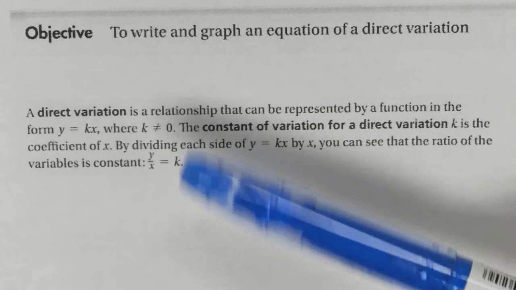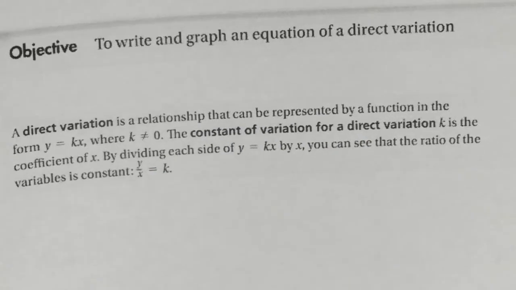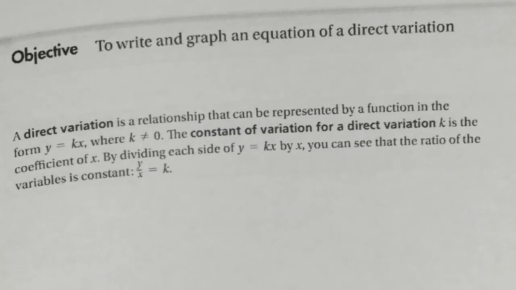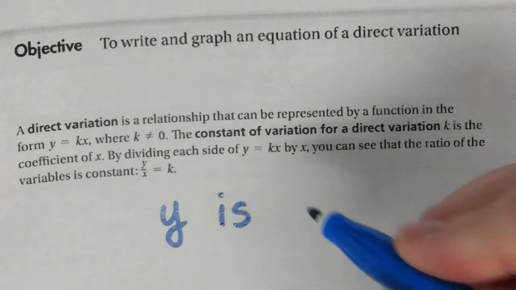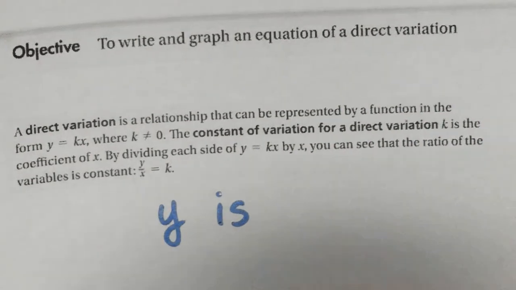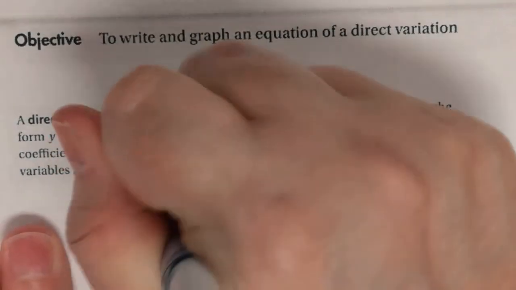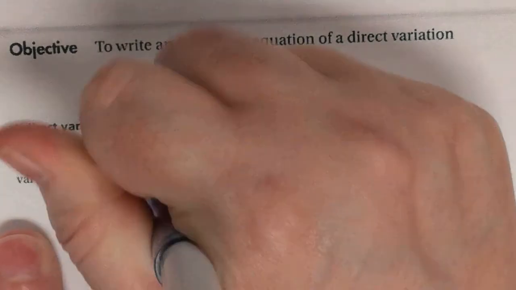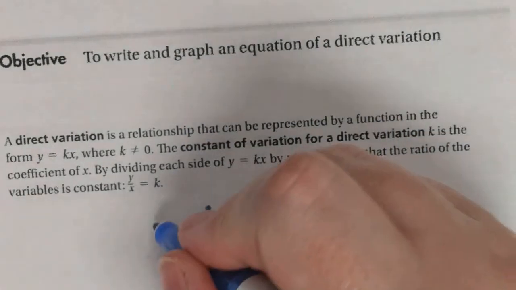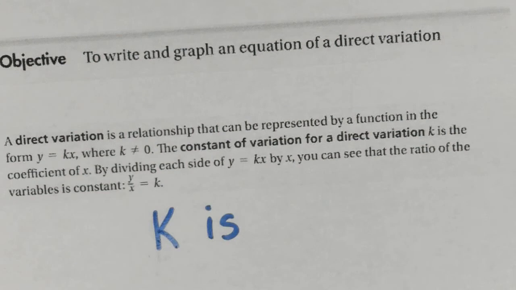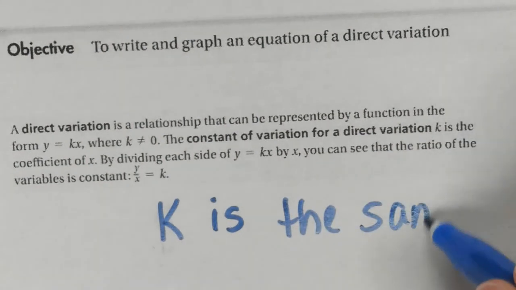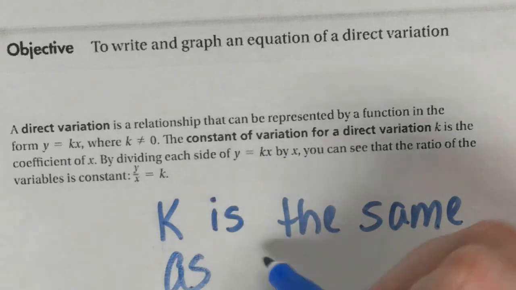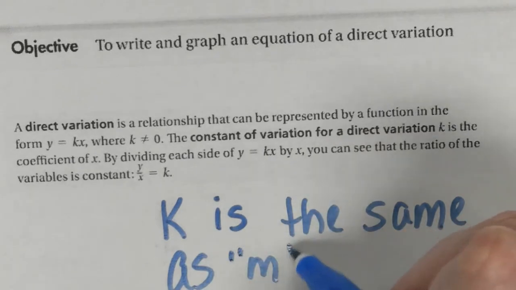This part is important. It says a relationship that can be represented by a function in the form y equals kx. Here's an important thing. K, I said k and then I write y. It is k. K is the same as m. The reason they use a different variable is because they're used for different reasons. But I want you to know k is the same as m, which is slope.